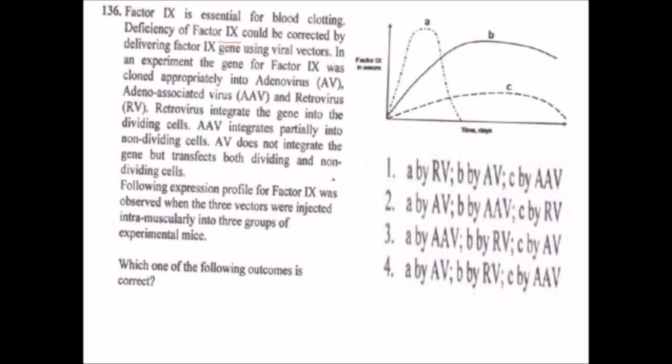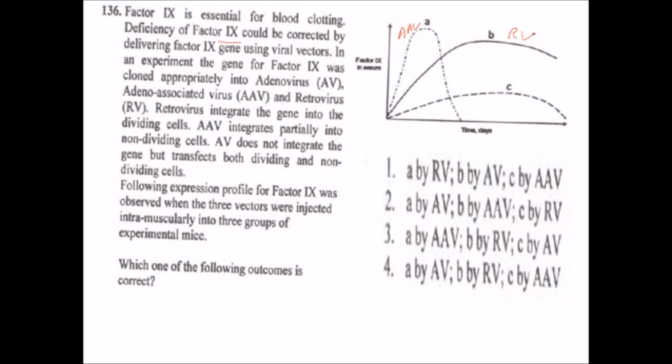So if we see this, the answer will be A. A denotes the non-integrated or partially integrated one. If adeno-associated virus integrates partially into non-dividing cells, then once it has been introduced there, it will first express high and then drastically decrease because it is not passing to the other cells. So A denotes the adeno-associated virus, and B will last for a longer time because the gene is integrated into the dividing cell. So it will last for a long time.